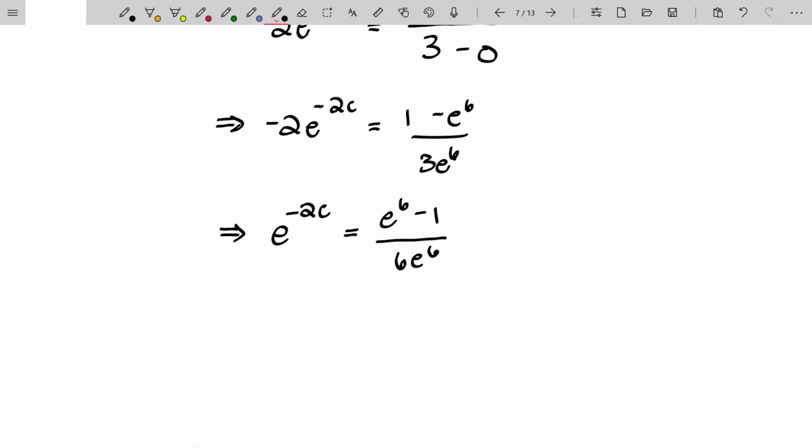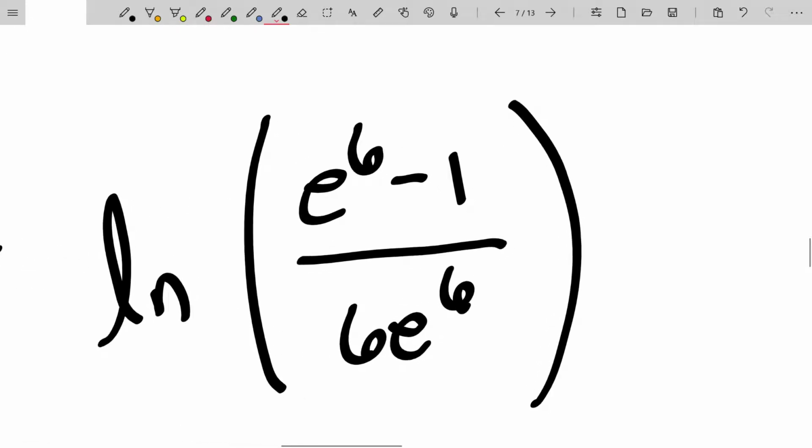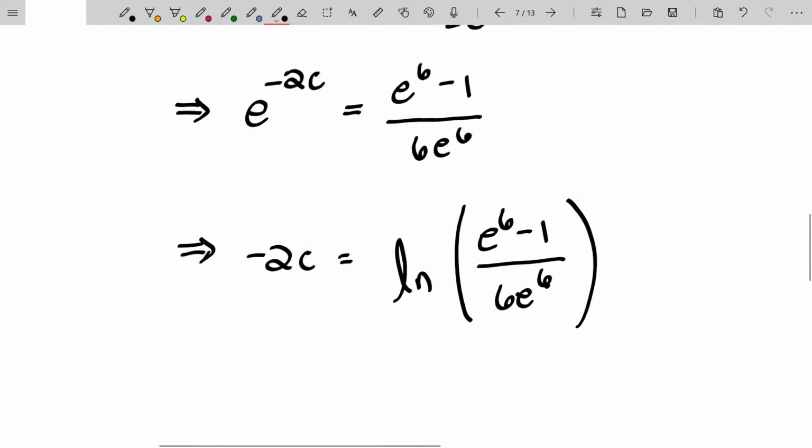And now I'll take the natural log of both sides. So you get negative 2c is equal to the natural log of e to the 6th minus 1 over 6e to the 6th. And then finally, one thing you should note here is that the argument of the natural log is positive. e to the 6th is large, minus 1 is still positive, divided by positive, so that's a positive number.